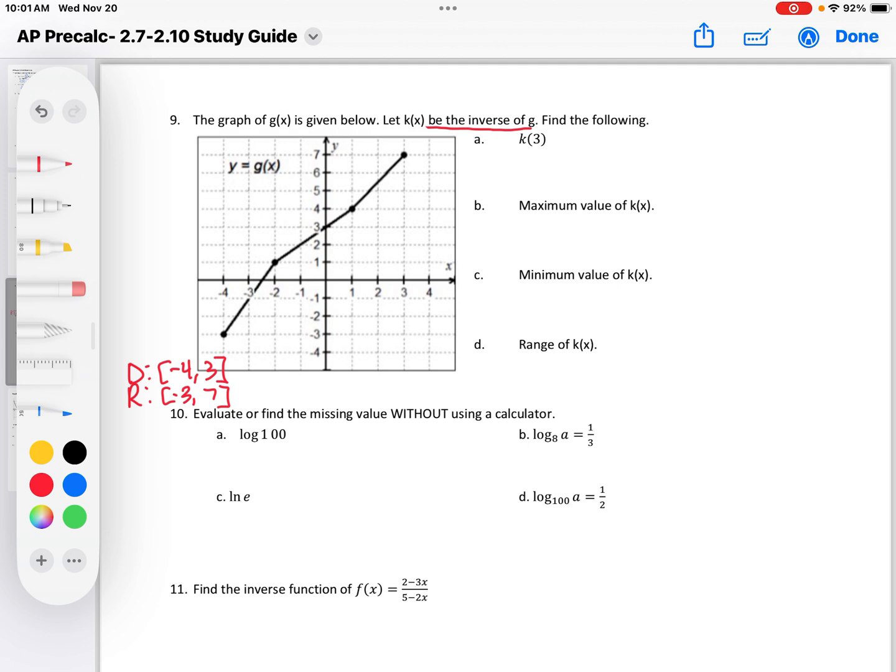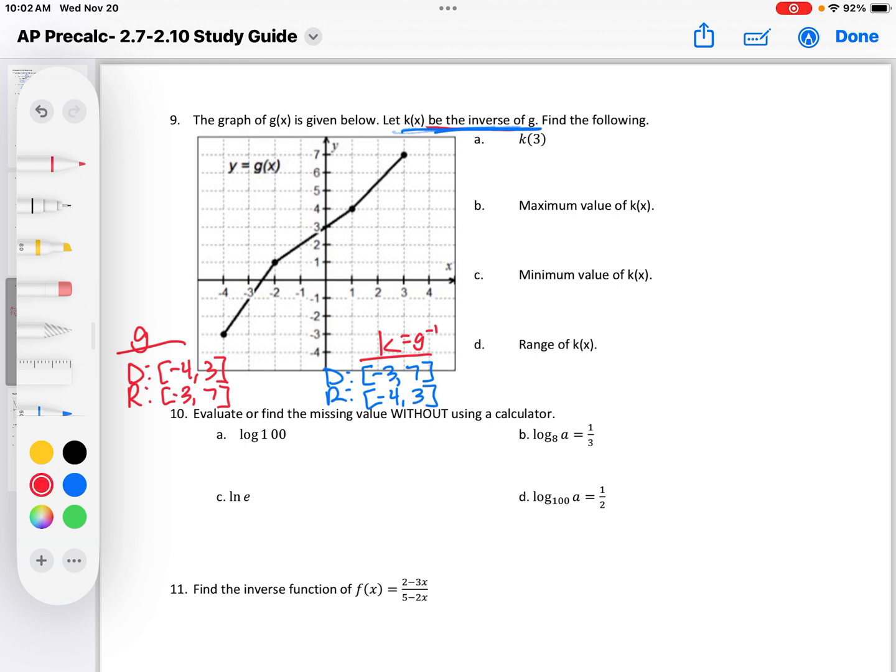Now what we're going to do is think about the inverse. The inverse function, remember, switches your domain and range. Okay, so what I had here was g. Now I'm going to figure out k, which is equal to the inverse of g. So that means that my domain and range will flip-flop. So my domain for g inverse, which is k, is going to be -3 to 7, and my range is going to be -4 to 3. Okay?